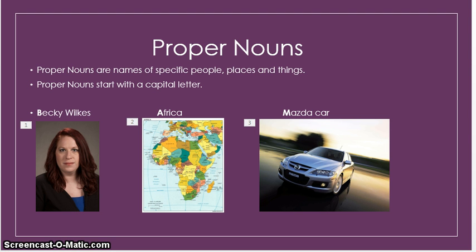In the next picture, you will see the continent of Africa. All countries and continents start with a capital letter. They are proper nouns. In the third picture, you will see a brand of car, which is a Mazda. The brand name of the car is a proper noun, and it is capitalized.